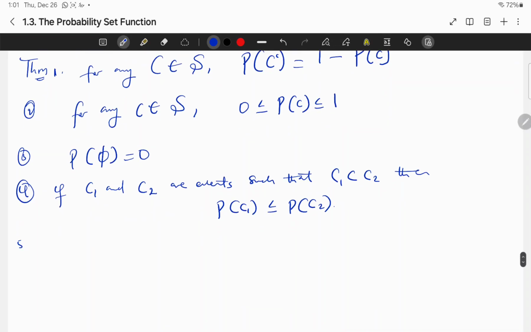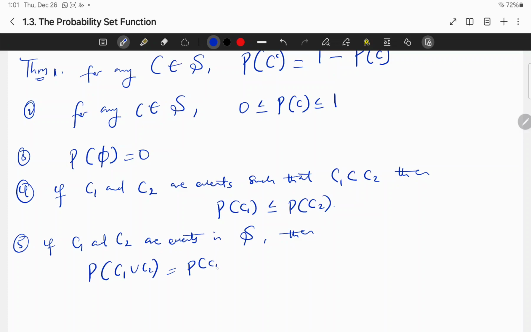Okay. Then 5, if C1 and C2 are events in our sigma field, then the probability of C1 union C2 equals the probability of C1 plus the probability of C2 minus the probability of the intersection.